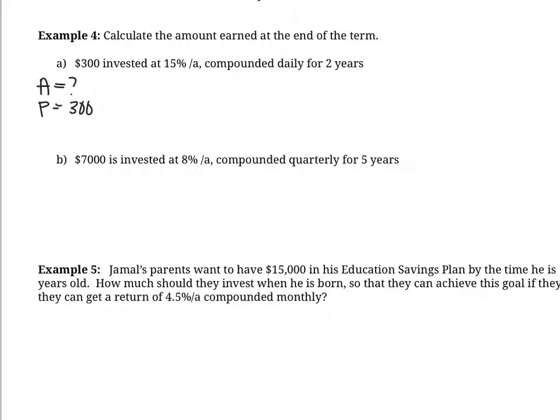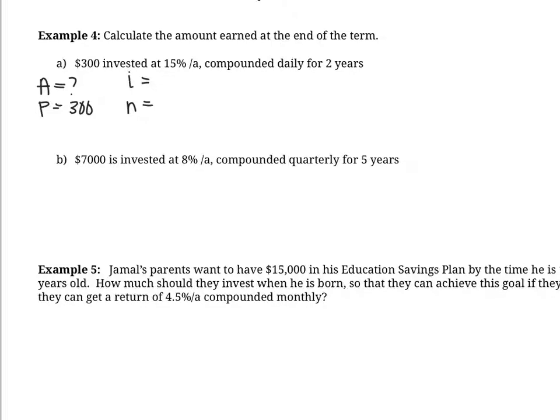At 15% per annum, where "slash A" means per annum, so per year, compounded daily for 2 years. So we've got to come up with our I value and our N value. I is the rate of interest per compounding period. So our rate of interest is 15% per A, which means per annum, per year.